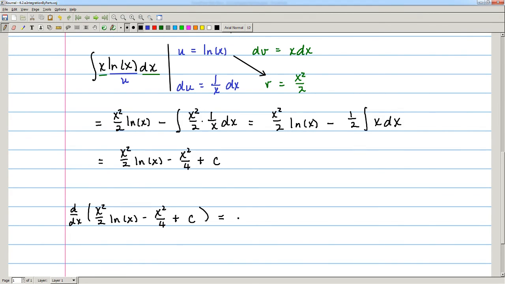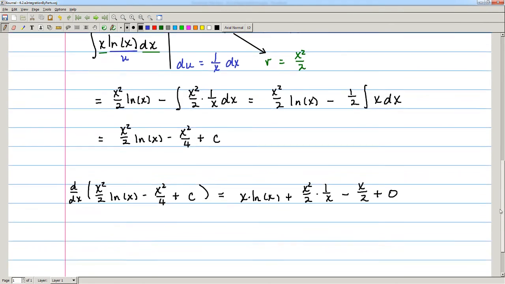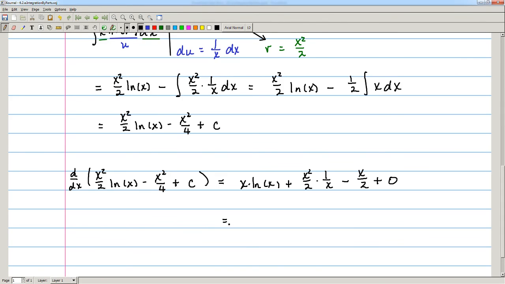The derivative of x squared over 2 times log x will be the derivative of x squared over 2, that would be 2x divided by 2, times natural log of x, plus x squared divided by 2 times the derivative of natural log, minus the derivative of x squared over 4, that would be 2x over 4, plus the derivative of a constant, which is 0. So we obtain x times the natural log of x.